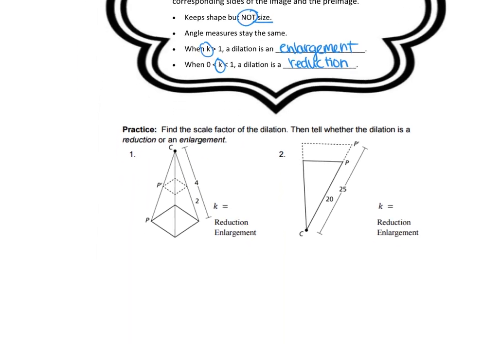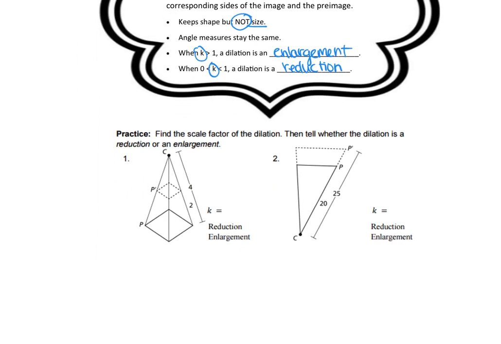All right, so down at the bottom, we've got a couple of practice problems. It says find the scale factor of the dilation, then tell whether the dilation is a reduction or an enlargement. Okay, so first thing here that we need to clarify, if you notice there's solid lines and there's dotted lines. The solid line is the pre-image, and the dotted line is the new image. So if I were you, I'd write it off to the side. The dotted line is the new image.